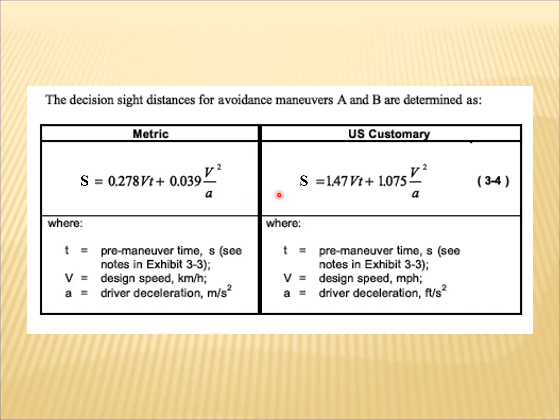Similarly, on the right side you have this formula. Here the speed is in miles per hour, whereas in the earlier formula the speed was in kilometer per hour, and a is the deceleration rate in feet per second squared. So these formulas have been used for avoidance maneuvers A and B in the table.